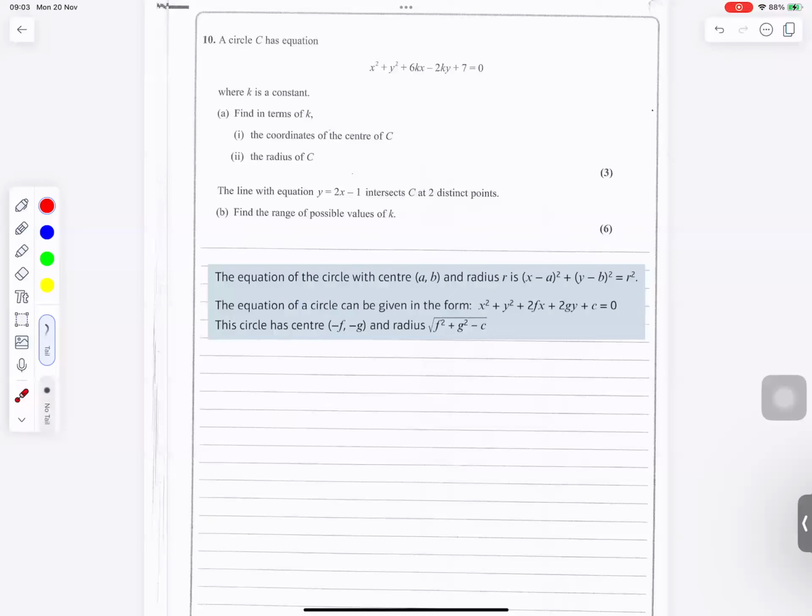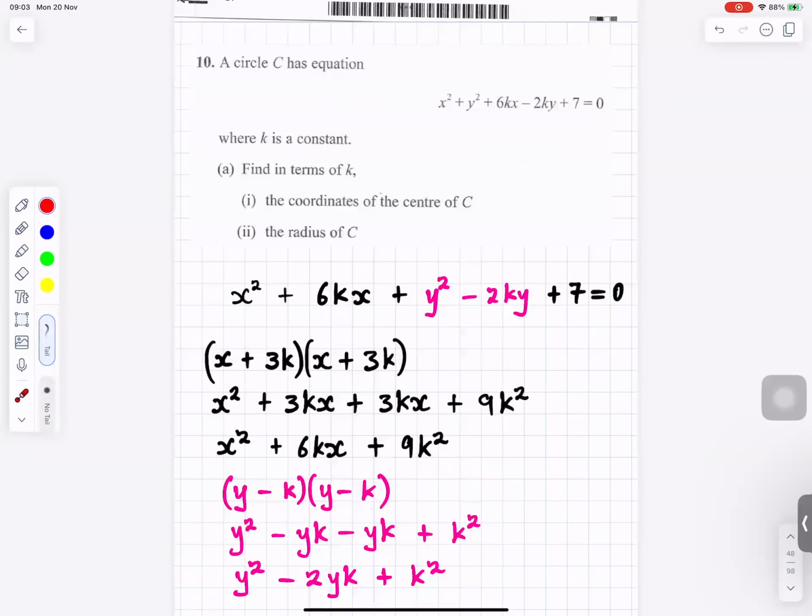Question number 10. Question 10 wants us to find the coordinates of the center. So the coordinates will be x and y, like that, and then the radius of the circle. So we need to do what they call complete the square. So what I can do is I put the ones with x together. I put the ones with y together.